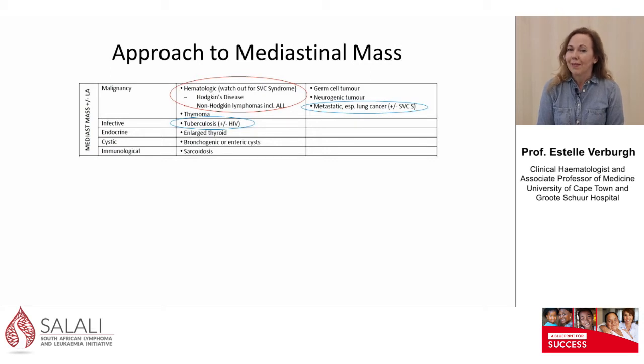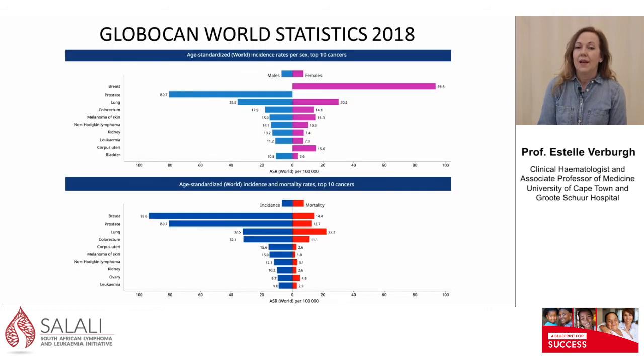So if there's one thing that I want to make very, very clear today, it's that patients who are young with a mediastinal mass, less than 40 years old, they will have a lymphoma until proven otherwise. That doesn't mean that the older patient with a big mediastinal mass cannot have lymphoma, but then other things like metastatic cancer will be competing for diagnosis.